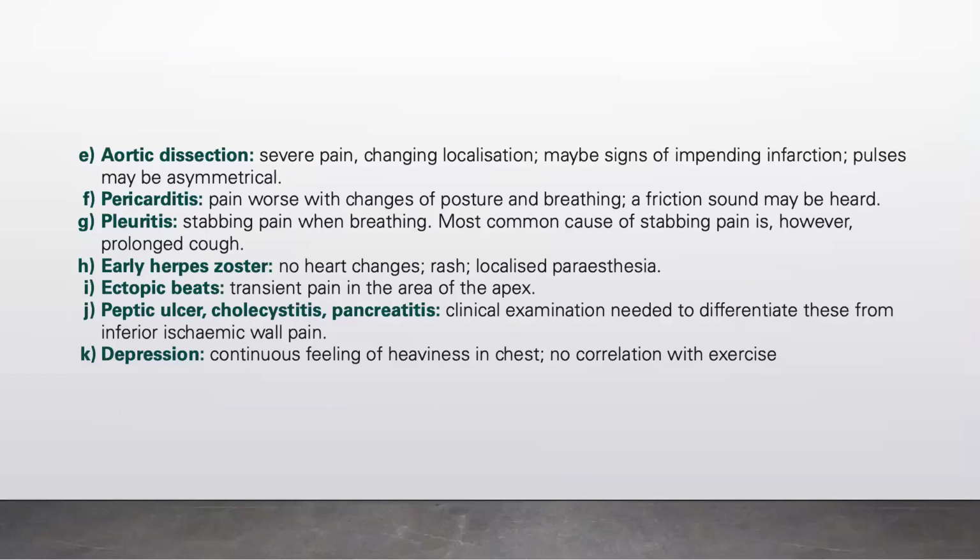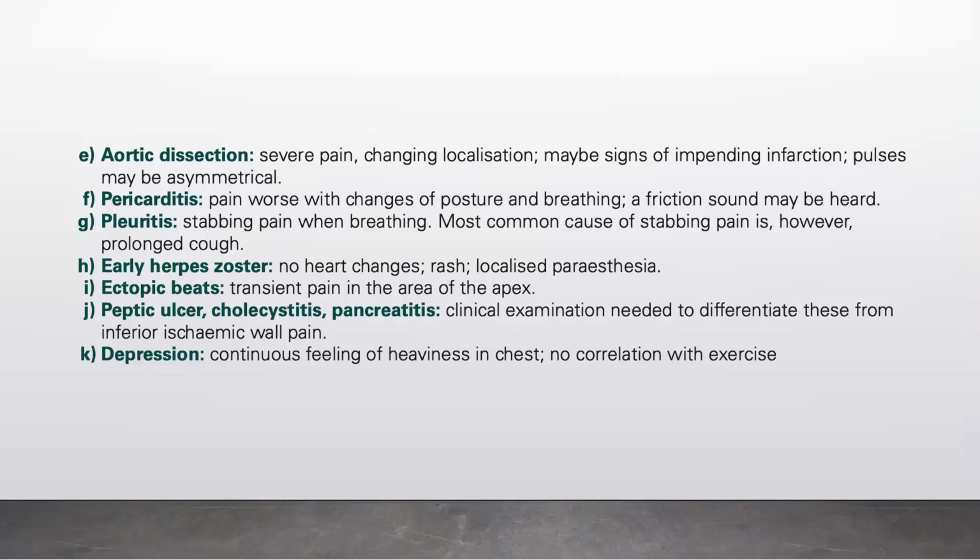Fifth is aortic dissection, characterized by severe pain, changing localization, may be signs of impending infarction, pulses may be asymmetrical. Pericarditis, pain is worse with changes of posture and breathing, friction sound may be heard. In pleuritis, there is stabbing pain when breathing. The most common cause of stabbing pain is, however, prolonged cough.